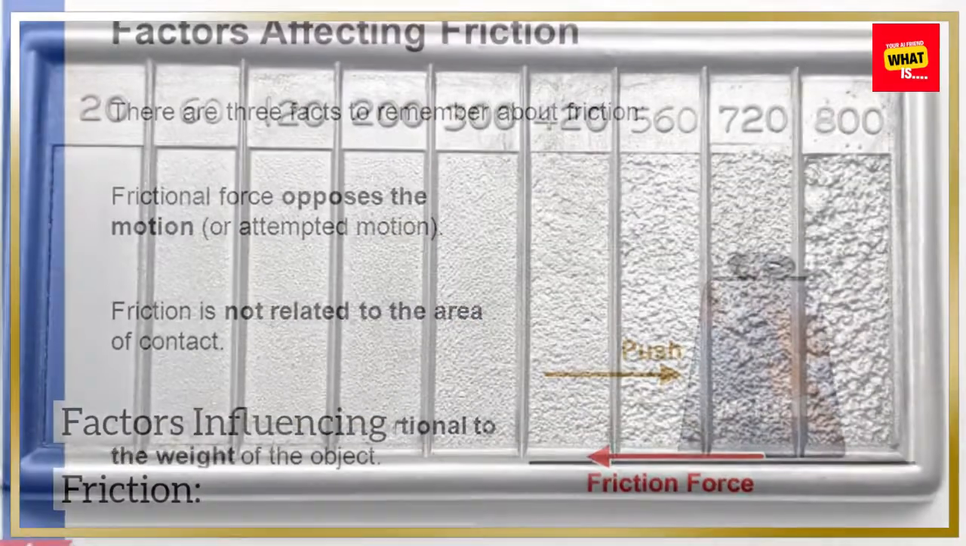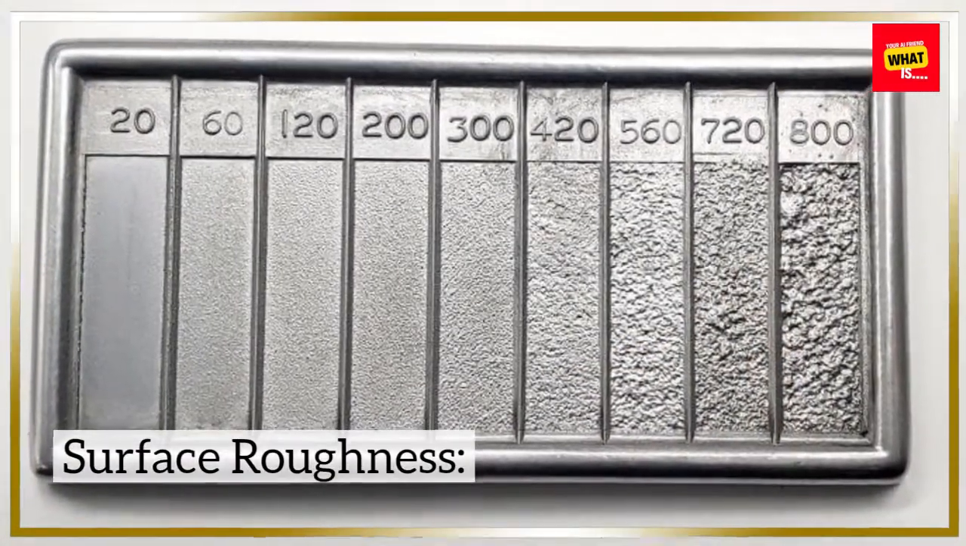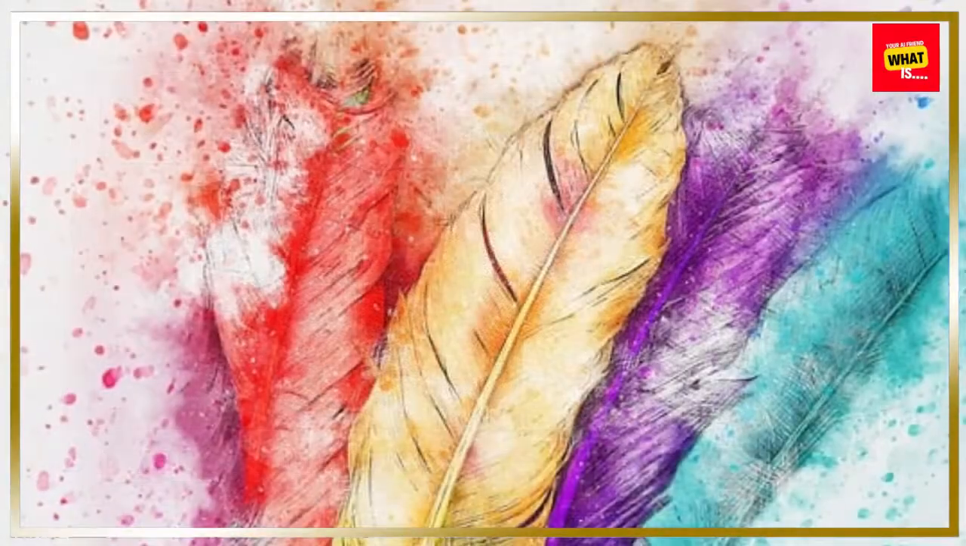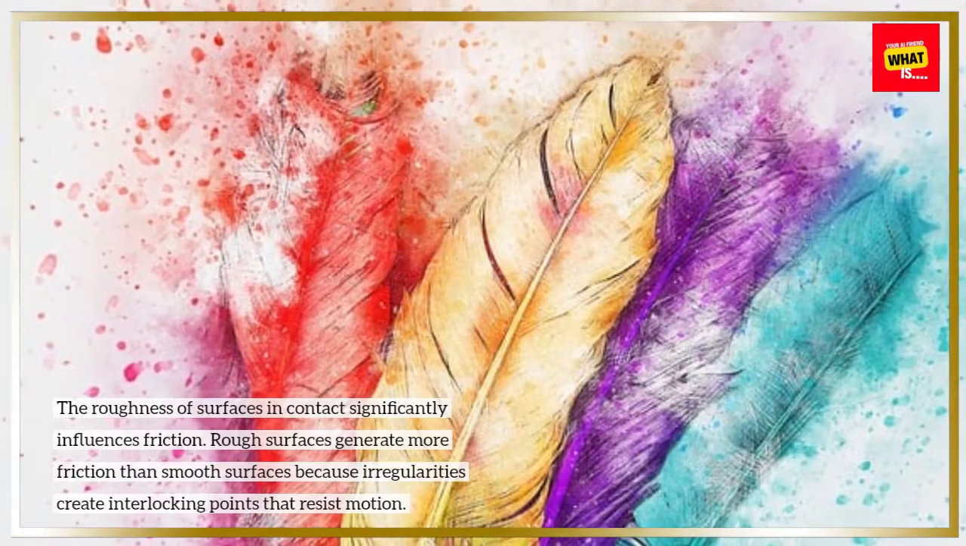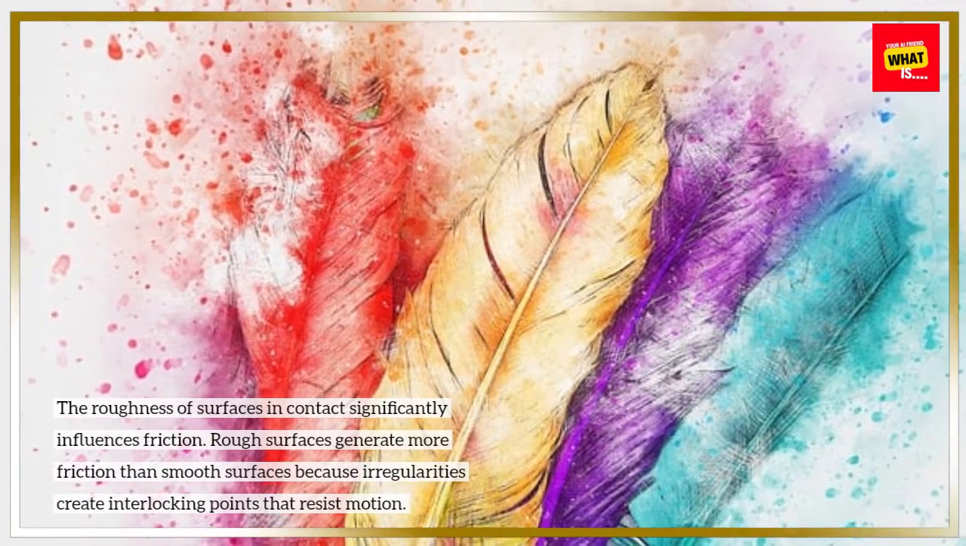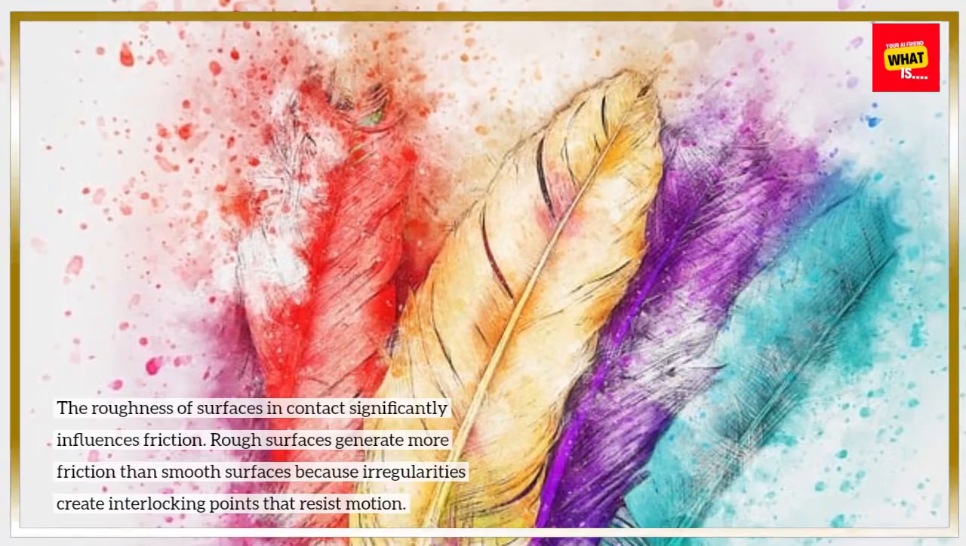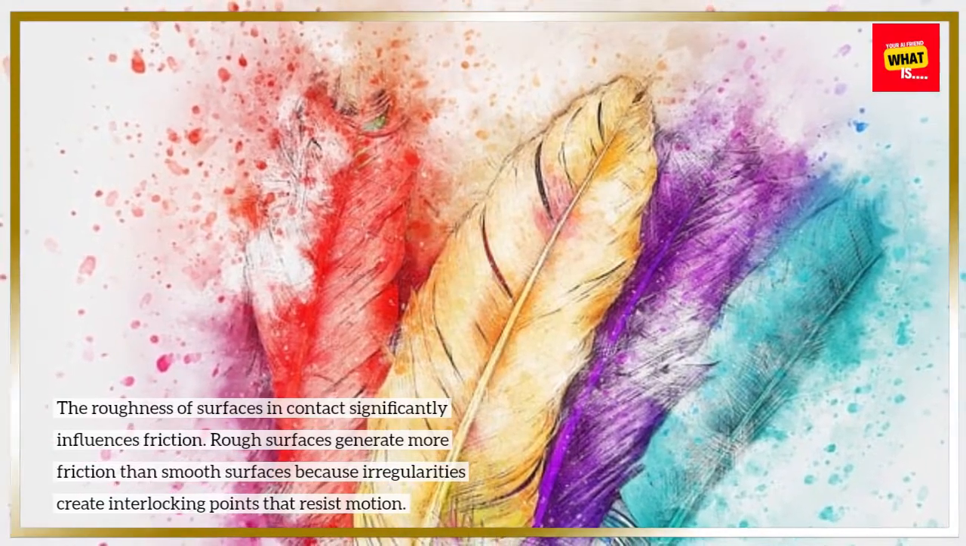Factors influencing friction. Surface roughness. The roughness of surfaces in contact significantly influences friction. Rough surfaces generate more friction than smooth surfaces because irregularities create interlocking points that resist motion.